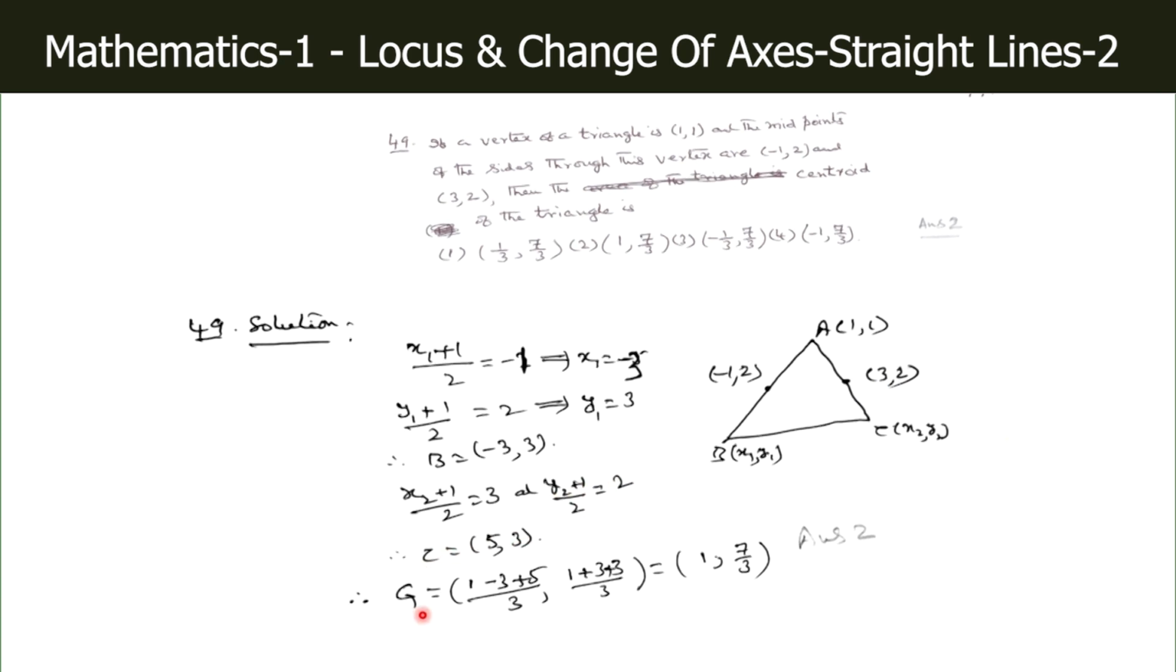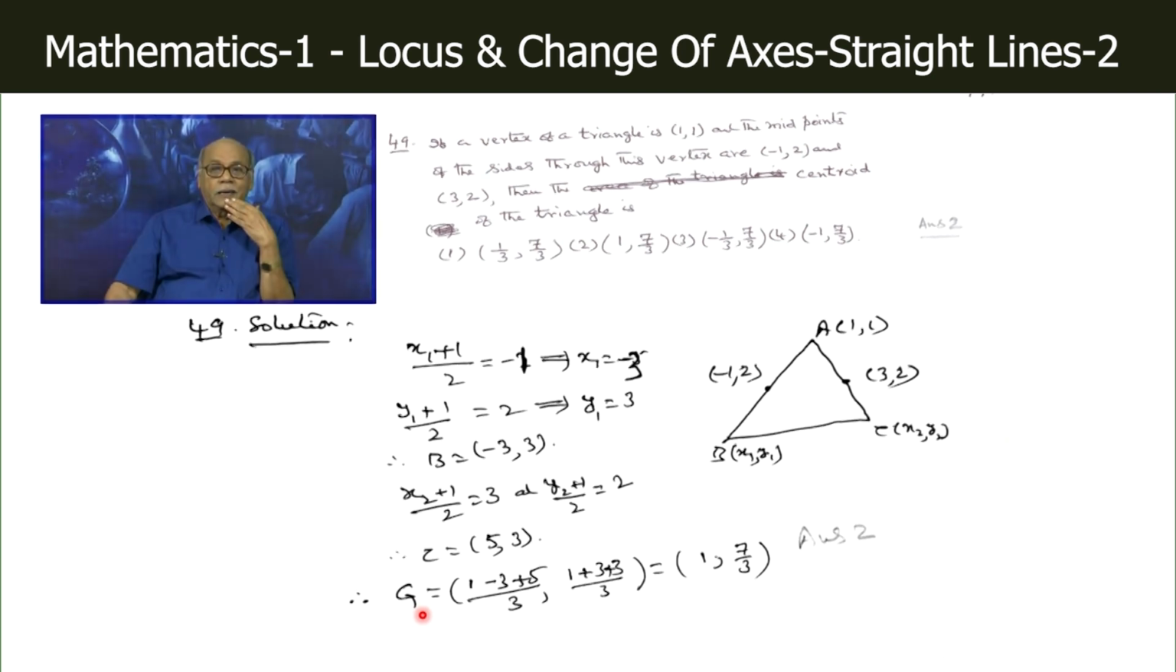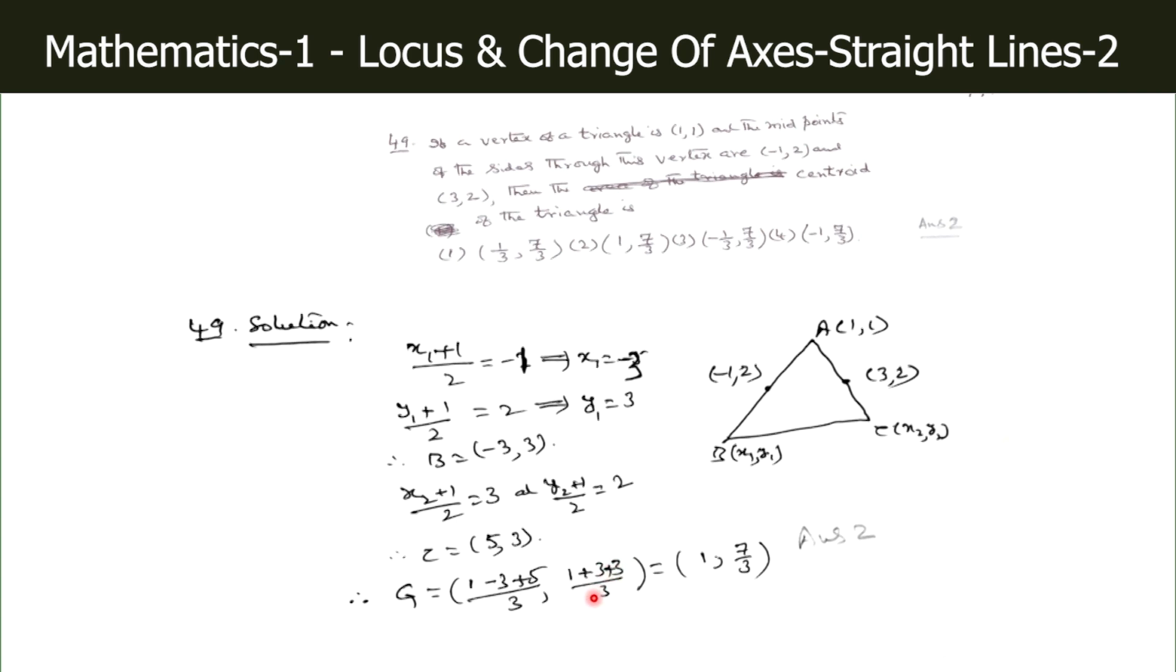And you know that the centroid of a triangle with vertices (x1, y1), (x2, y2), (x3, y3) is nothing but (x1 plus x2 plus x3) by 3 comma (y1 plus y2 plus y3) by 3. So therefore here the centroid is (1 minus 3 plus 5) by 3 and (1 plus 3 plus 3) by 3, which is (1, 7 by 3). So the correct option is option number 2.